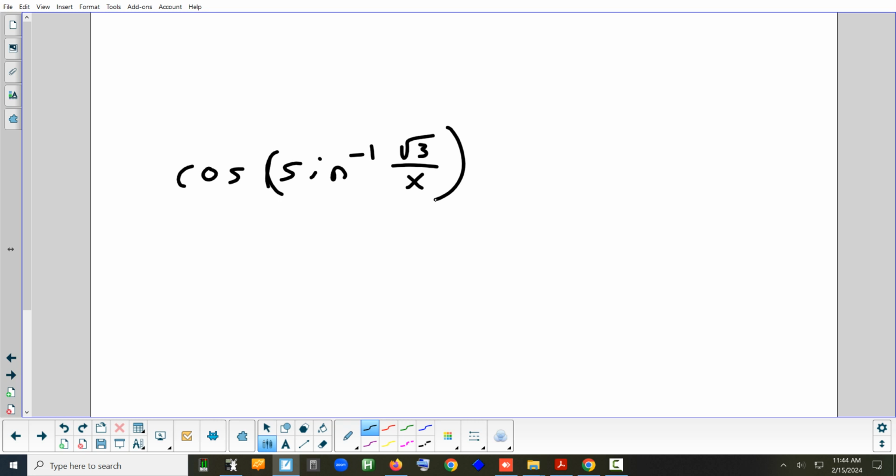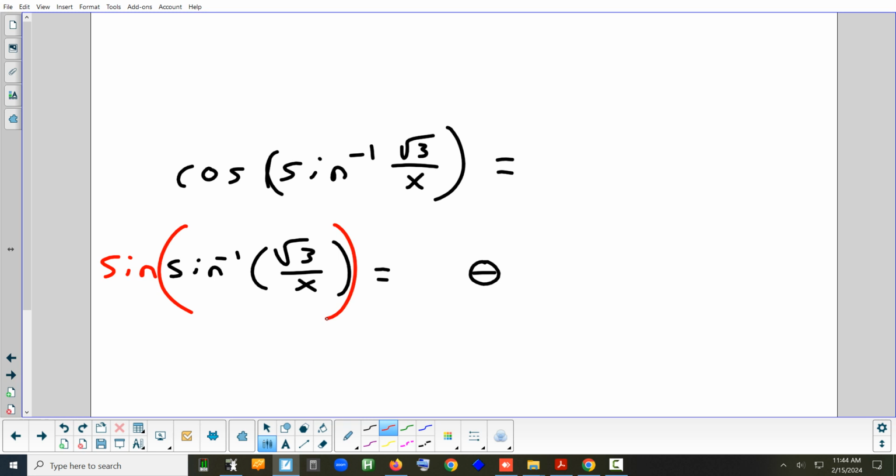Let's try this one. Cosine of the inverse sine of square root 3 over x. What function do we start with? Inside. What do we set it equal to? Set it equal to theta. Now I need to rewrite it to get rid of the inverse trig. So take the sine of both sides.